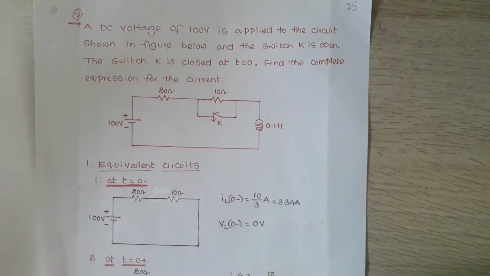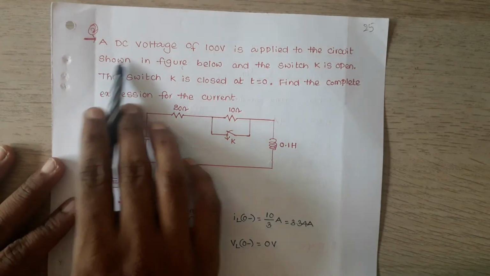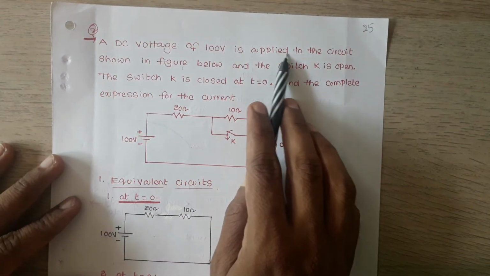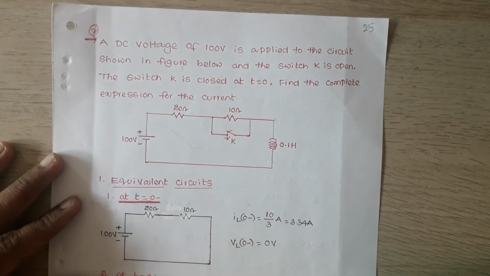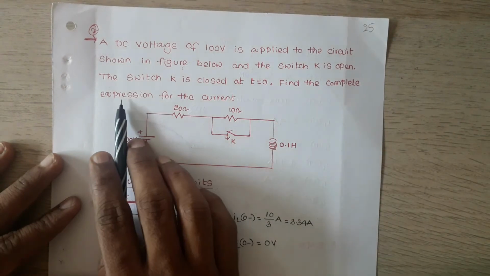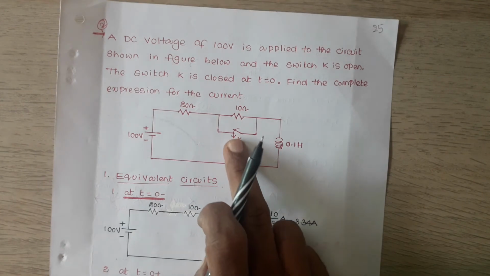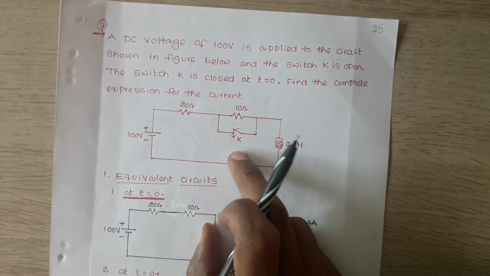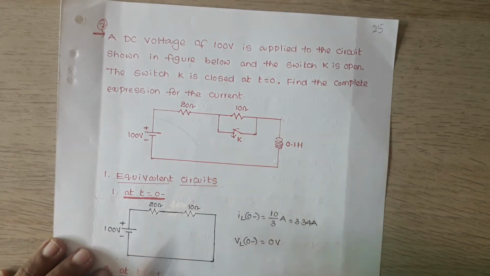Similarly, if I take another problem, this also comes under model 3. A DC voltage of 100 volts is applied to the circuit shown in the figure below and the switch K is open. The switch K is closed at t equal to 0. Find the complete expression for the current. So there is a switch, initially open, and it is closed at t equal to 0.